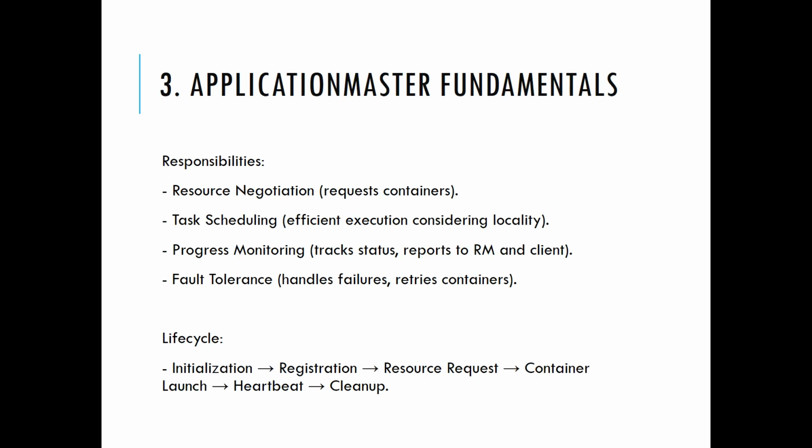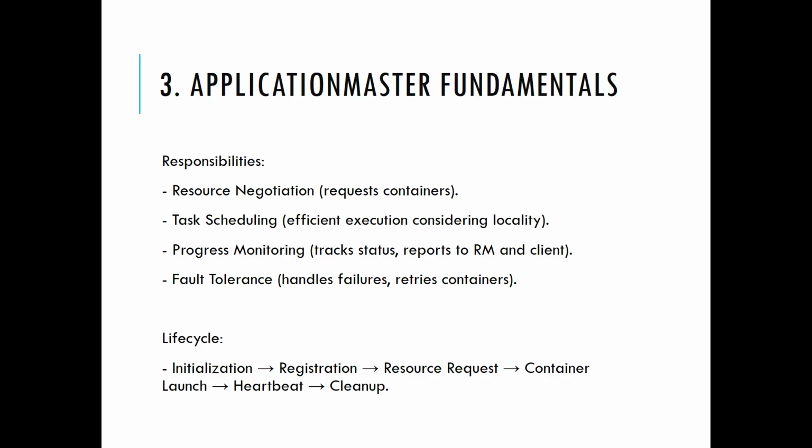The ApplicationMaster has four primary responsibilities. First, resource negotiation. It communicates with the RM to request containers that meet its specific requirements. Second, task scheduling. It decides which task to run in which container, often making sophisticated decisions based on data locality. Third, progress monitoring. It tracks the status of all its tasks, handling successes and failures, and reports this status. And fourth, fault tolerance. It is responsible for handling failures, such as by requesting new containers to retry failed tasks.